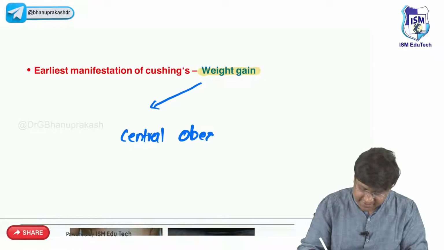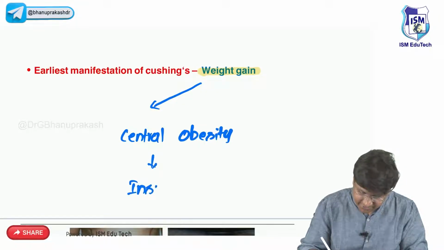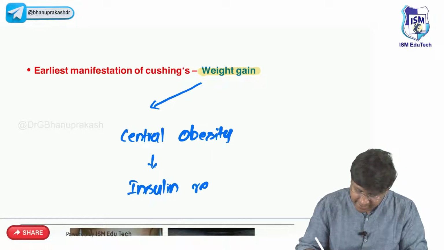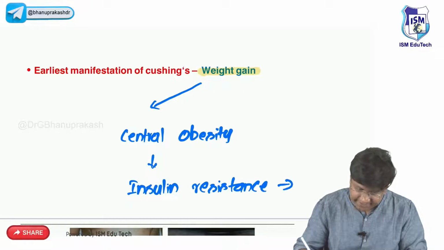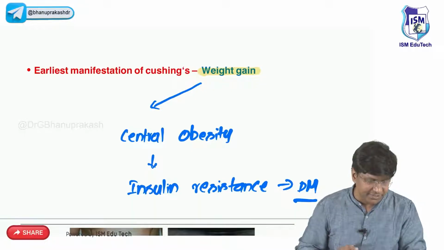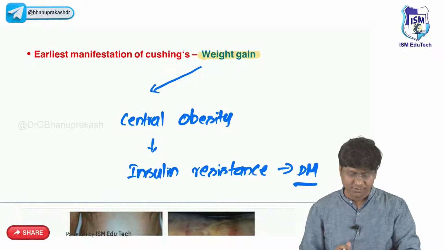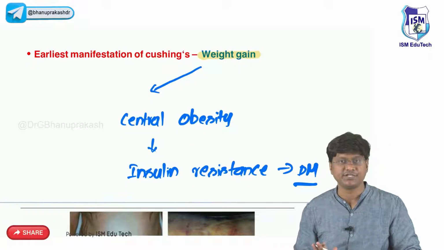And because of the central obesity, the individual develops insulin resistance. And because of the insulin resistance, the patient will develop diabetes mellitus. Okay, that is the earliest manifestation in Cushing's.